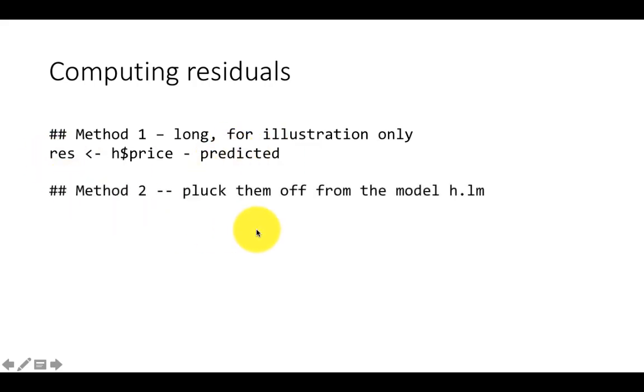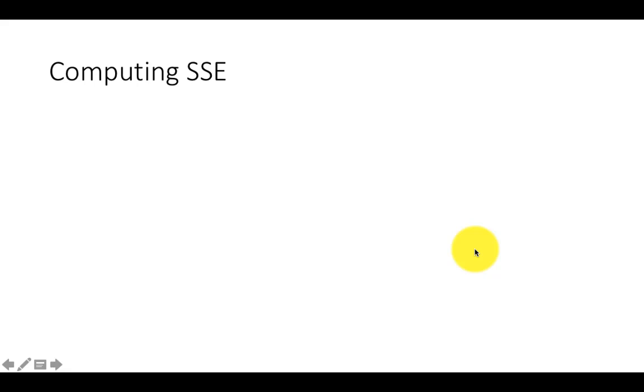Alternately, of course, we can just pluck it off from the model itself. h.lm, or any linear model, has a field called residuals, and that field contains all the residuals. So you could just say res is h.lm$residuals, or the output of the lm function, $residuals, you get all the residuals. Now once you have that, you can compute the sum of squared errors, which is nothing but sum of residuals squared, right? Because the residual is nothing but the error for each case. You square it, add it up, and you get SSE. And that happens to be so much.